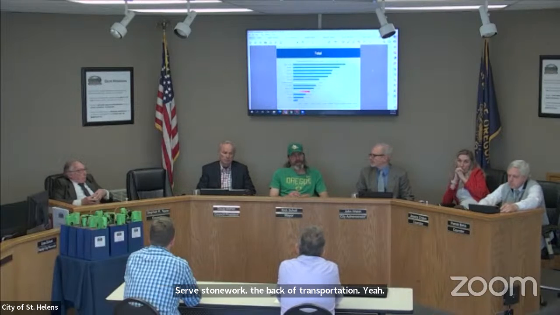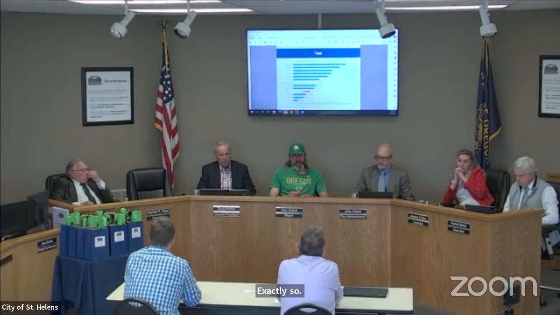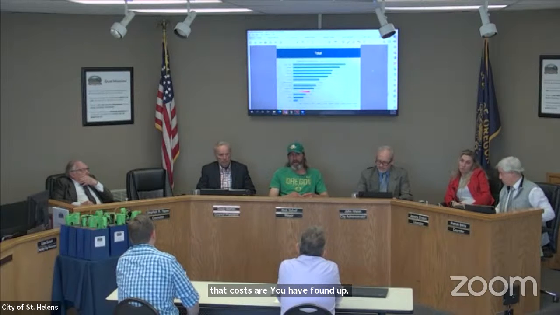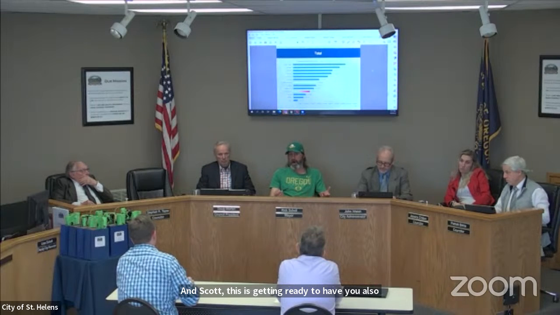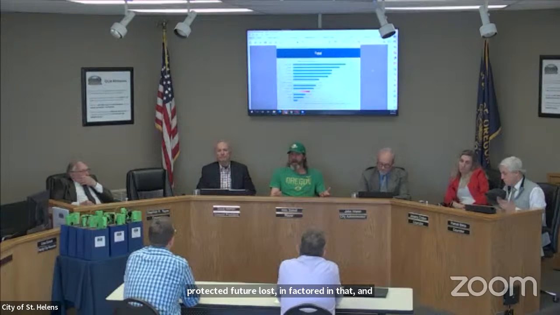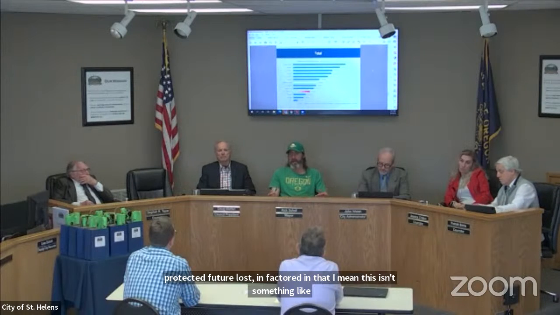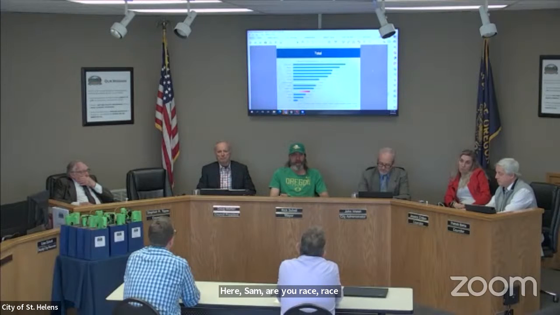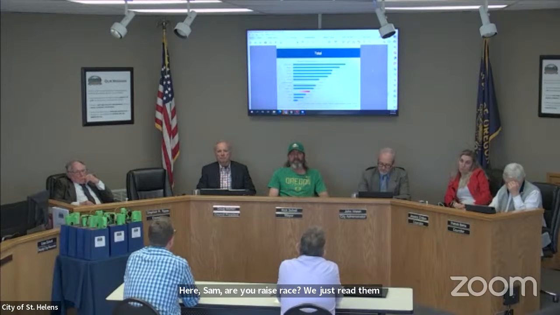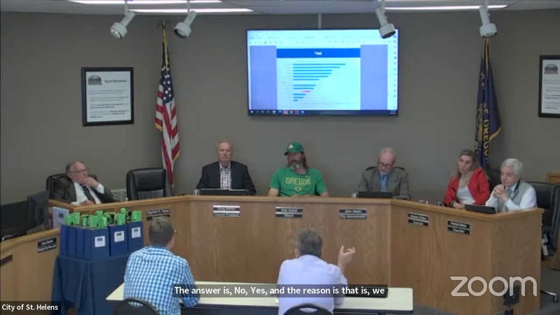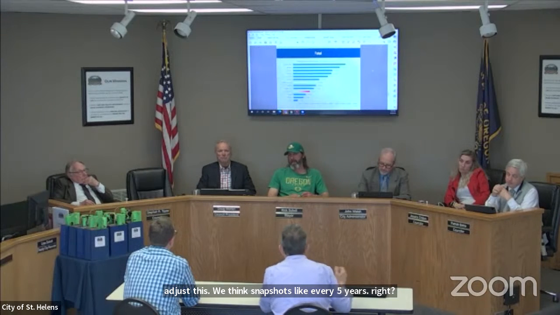So in your numbers here, you're projecting that costs have gone up and Scappoose is getting ready to do that. Have you also projected future cost and factored in that? I mean, when I'm not sitting here, I'm coming back down as a citizen and saying, why are you trying to raise rates? We just raised them significantly 5 years ago. The answer is no. The reason is we take snapshots like every 5 years, right? So 2017 we did, then we came back in 2022 and we true up again.